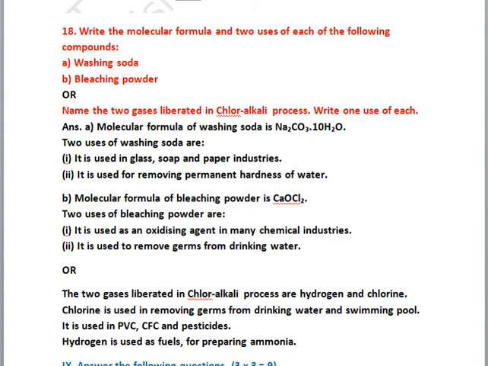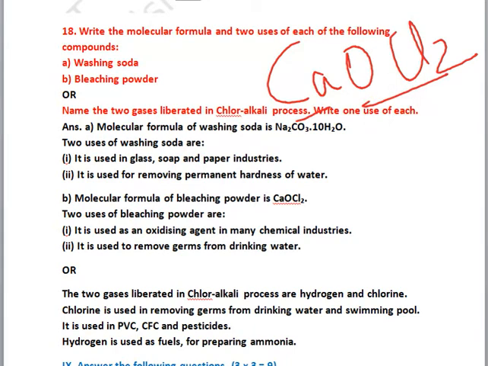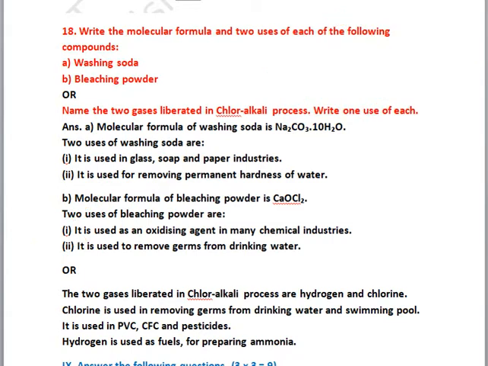Next one, we have to write the molecular formula of bleaching powder. It is CaOCl2, calcium oxychloride. And if we talk about the bleaching powder uses, it's very easy. We can write that it is used for removing the germs from drinking water. It is used in swimming pools also. It is used as an oxidizing agent in many chemical industries. Since in bleaching powder oxygen is present, it acts as an oxidizing agent in many chemical industries, and it's used to remove germs from drinking water. So these are the 2 uses.